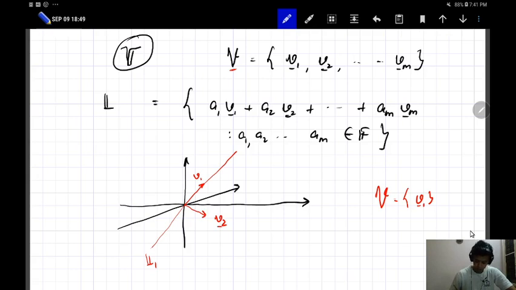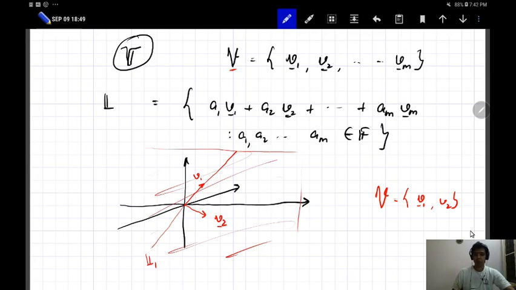right? So capital V is equal to {v1, v2}. If v1 and v2 lie along the same line, then capital L is going to be the same line itself. But if v2 and v1 are not collinear, then capital L, or the subspace generated by v1 and v2, is going to be the set of all linear combinations of v1 and v2, and that is going to be a plane, right? So it's going to be some plane passing through v1 and v2.